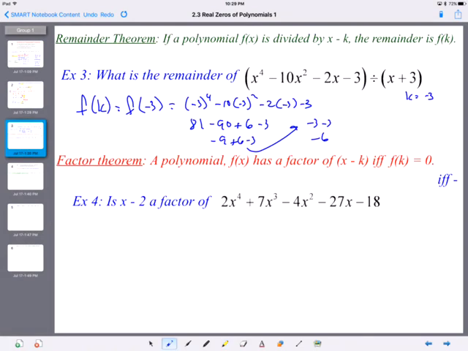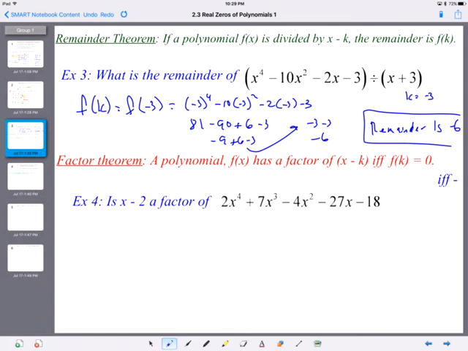And so by doing this, if we just want to know what the remainder is, then we can just plug in f of k to figure out what that value is. So what is the remainder of this? We know that the remainder is -6. Okay, quick, easy way how to find the remainder.